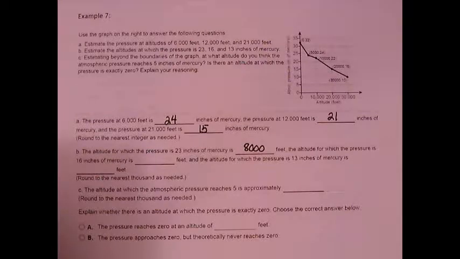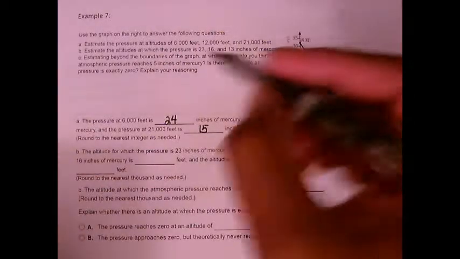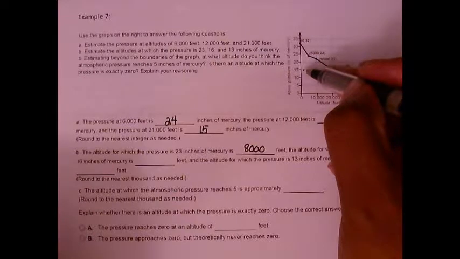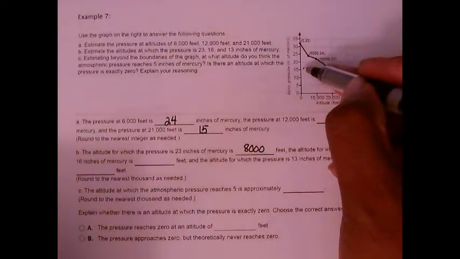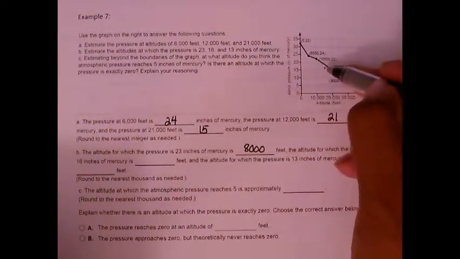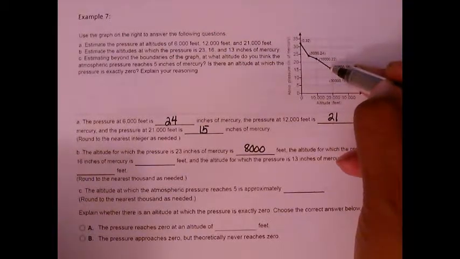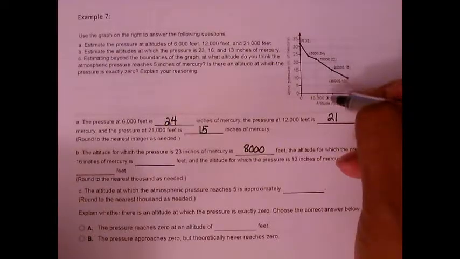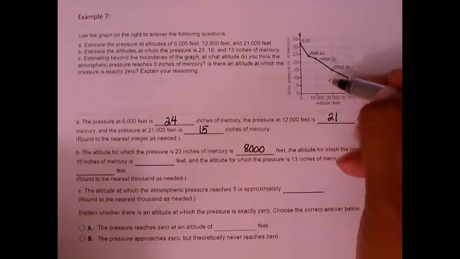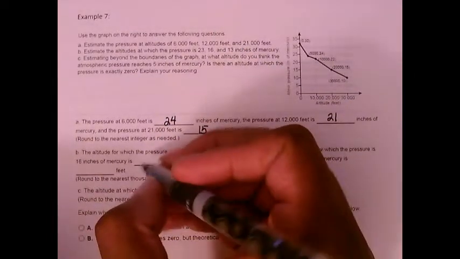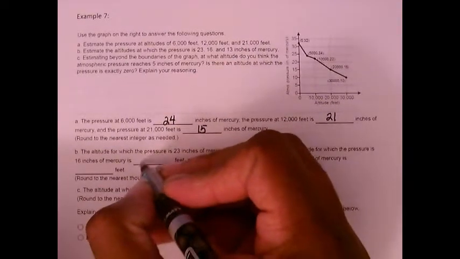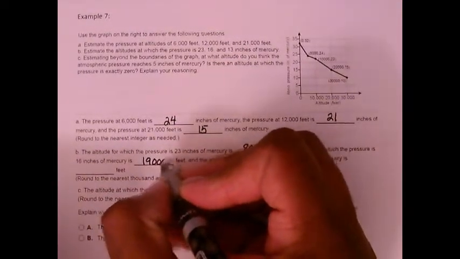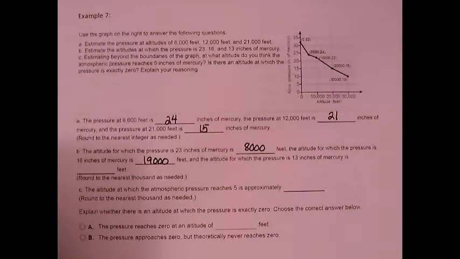And then the altitude for which the pressure is 16 inches, where here's 15. 16 is one more than that, so if I read across on that point and then find that, it's close to 20,000. So I'm going to say about 19,000 feet. Okay. That's the altitude for which the pressure is 16 inches.